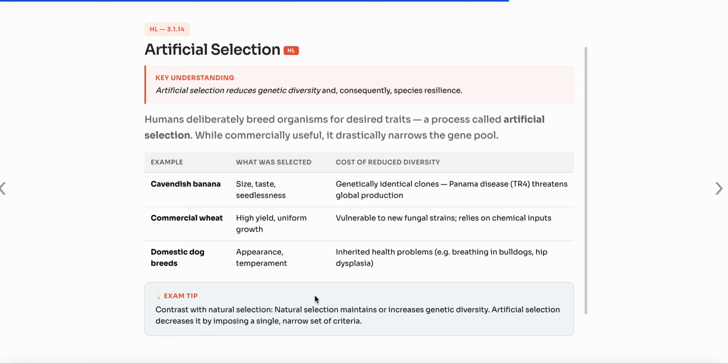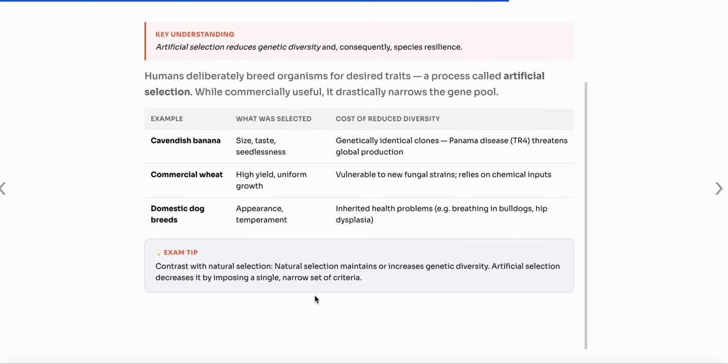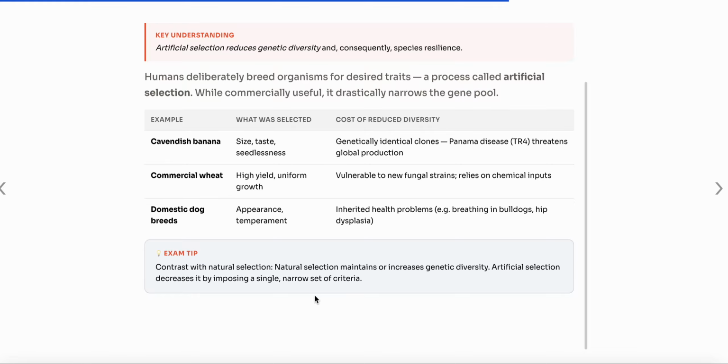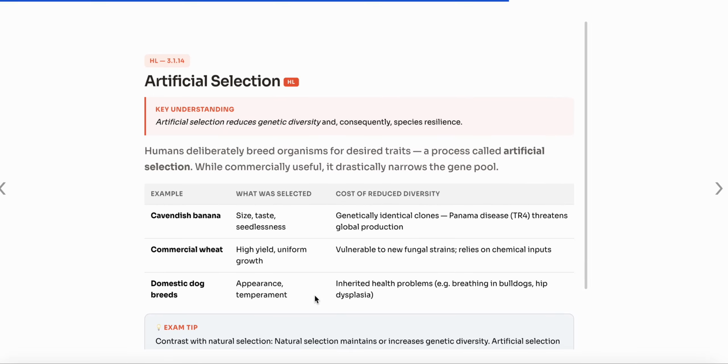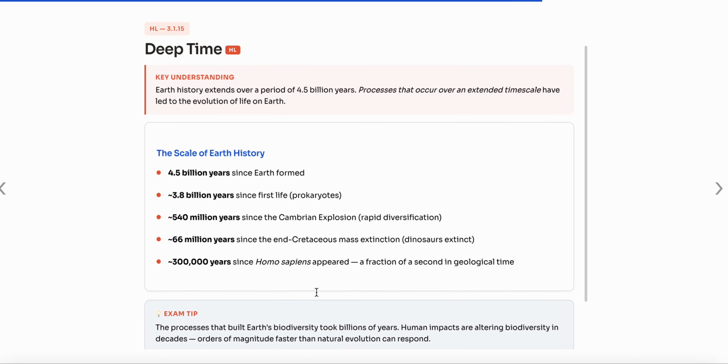We have domestic dog breeds selected for appearance and temperament, but they have inherited health problems like breathing problems in bulldogs and hip dysplasia. So that's how artificial selection sometimes decreases diversity by imposing a single narrow set of criteria.